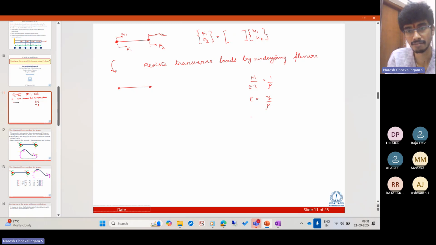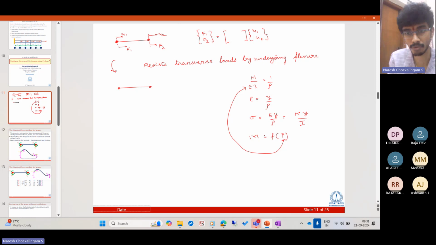And then you have the relationship for stress as E times y by rho, which is nothing but M y by I, right? And M itself depends on some function of the applied transverse loads. So let me call the transverse loads P. It is some function of the applied transverse loads. So you're applying loads that are perpendicular to the axis of the beam. And what the beam does is it undergoes a certain process called bending.